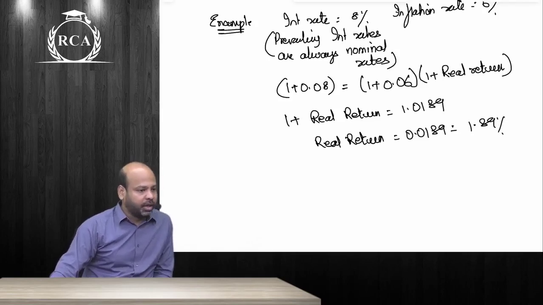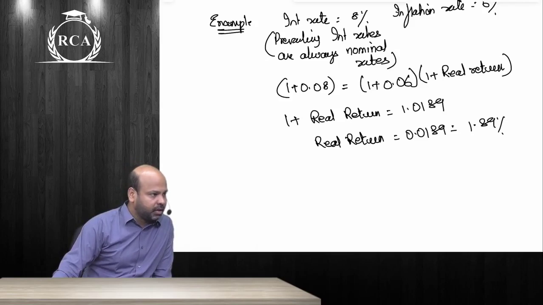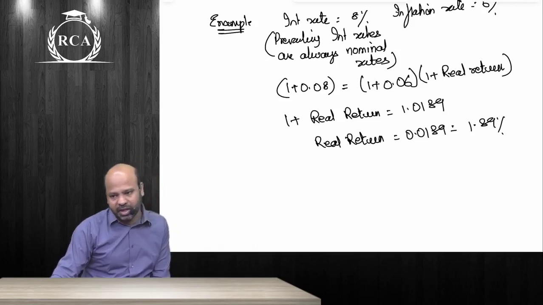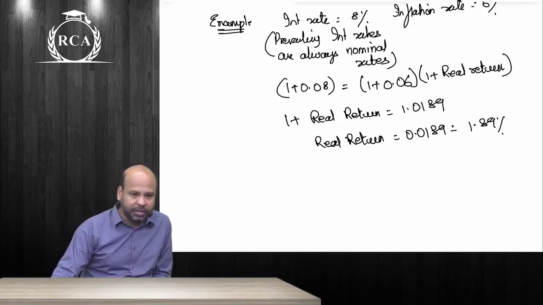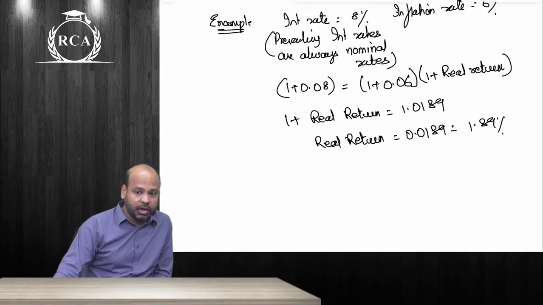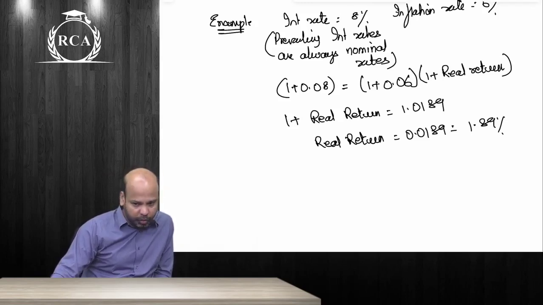1 plus nominal interest rate will be equal to 1 plus real rate into 1 plus inflation rate. Whatever are the prevailing interest rates, that will always be your nominal interest rates. They are not going to be your real interest rates.